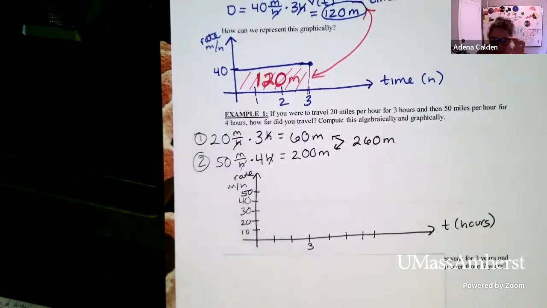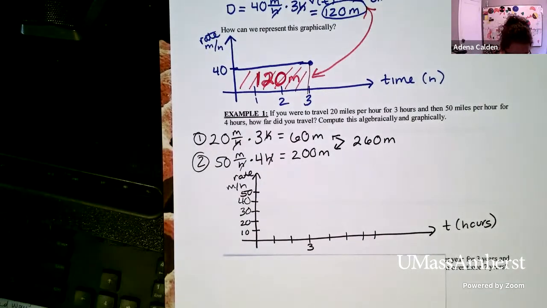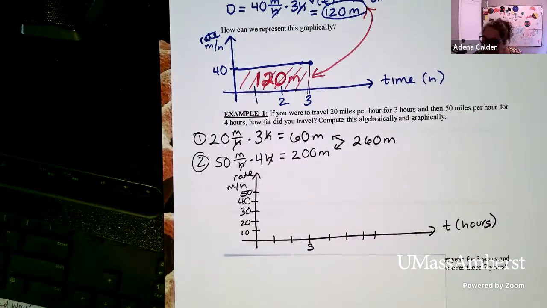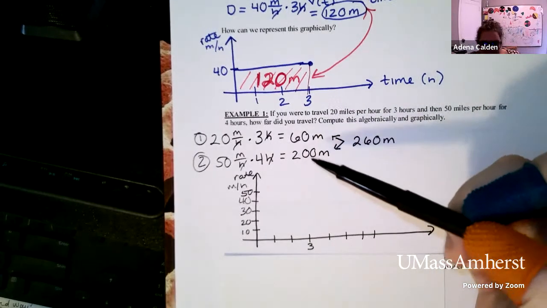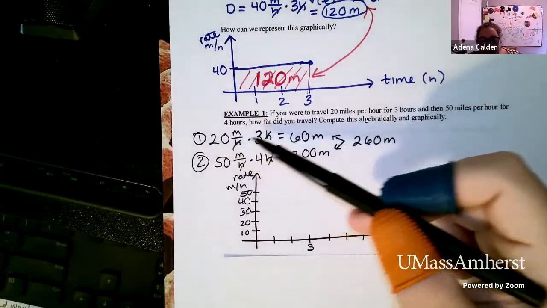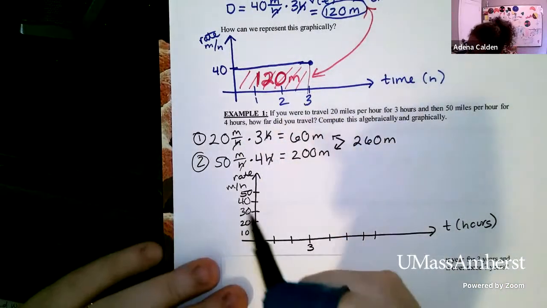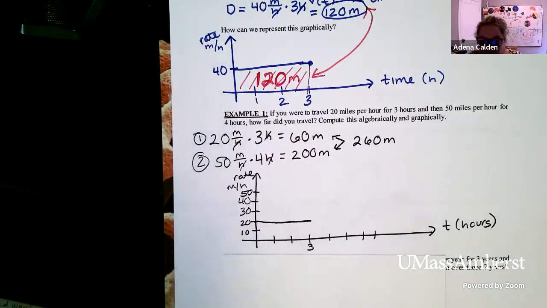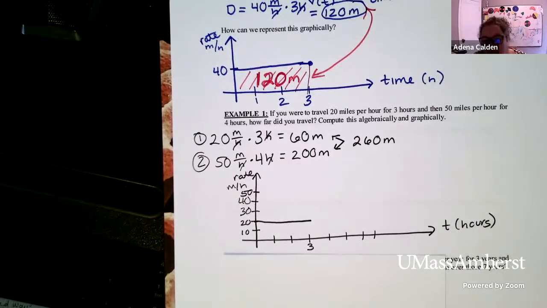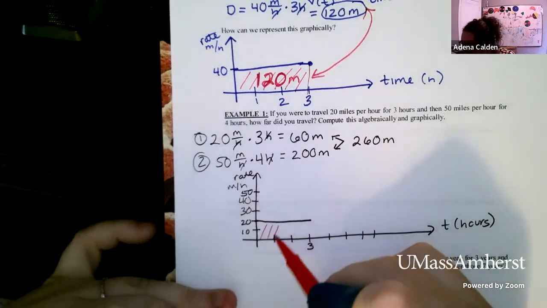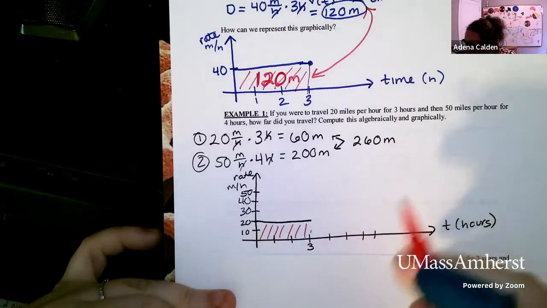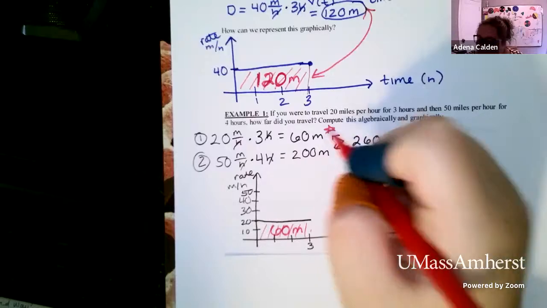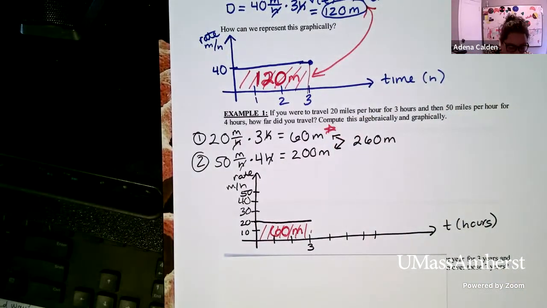Okay. And so if I want to draw what's happening, right, I need to consider this in 2 chunks, just like I did when figuring out the distances. So for the first 3 hours, I was going 20 miles an hour. So from time equals 0 to time equals 3, I was going 20 miles an hour. And again, if I find the area here, I do 20 times 3, which gives me that 60, which is that first leg of the trip.